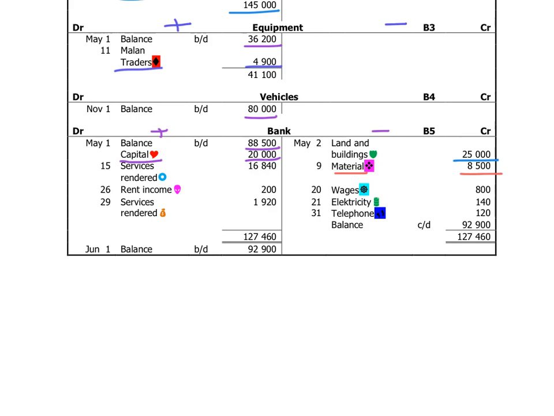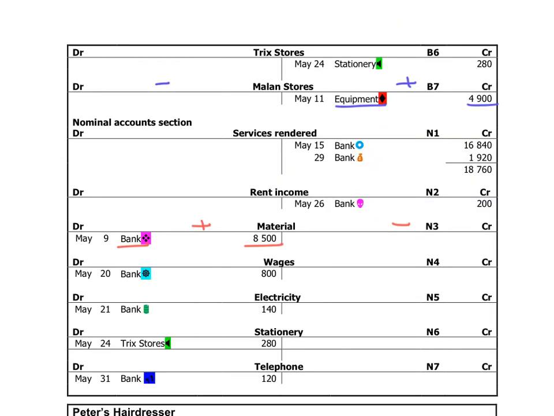The bank account is debited with 16,840 because the money in the bank increased, and we will credit services rendered. Services rendered is an income. Income increases on the credit side and decrease on the debit side. So services rendered increased our income on the credit side, and the bank was debited.